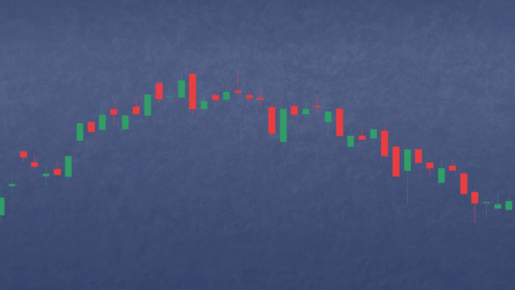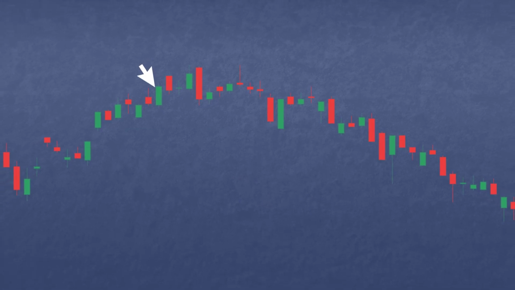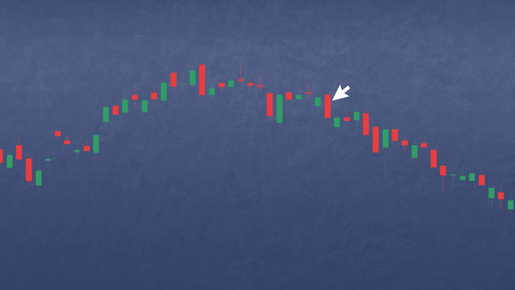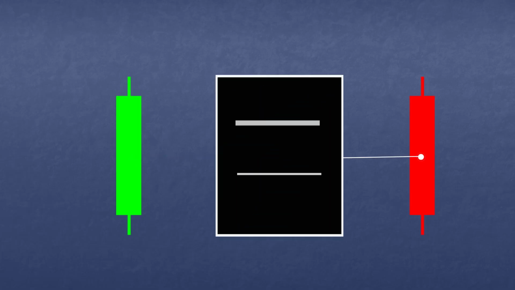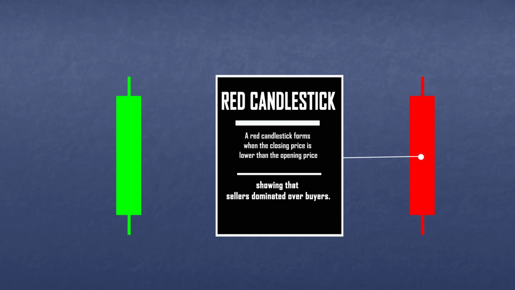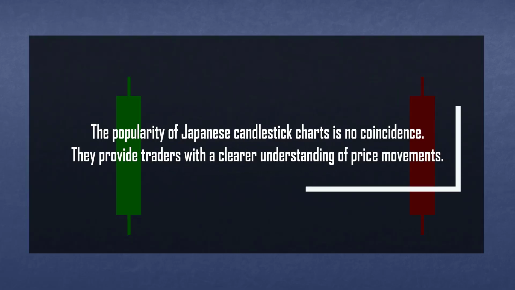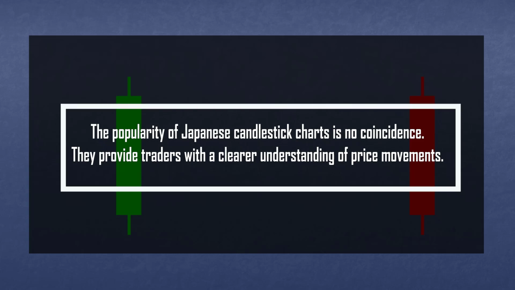There are 2 types of candlesticks: green, bullish, and red, bearish. A green candlestick forms when the closing price is higher than the opening price, indicating that buyers were stronger than sellers. A red candlestick forms when the closing price is lower than the opening price, showing that sellers dominated over buyers. The popularity of Japanese candlestick charts is no coincidence. They provide traders with a clearer understanding of price movements.